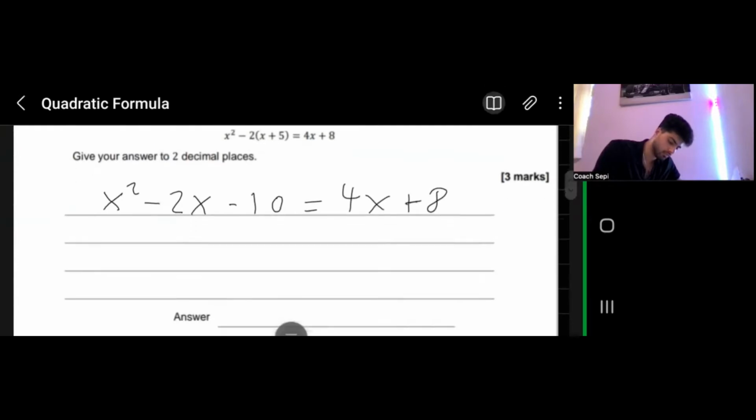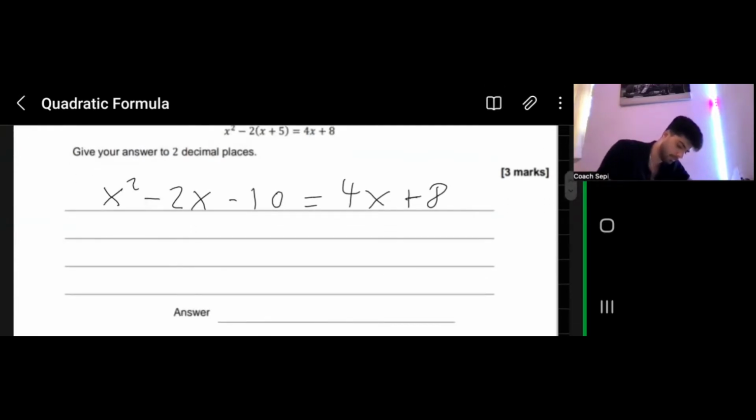Now collect like terms. We'll have x squared minus 2x, so we have to take away 4x from the right side to the left side. Minus 2x minus 4x is minus 6x. Minus 10 minus 8, so we have to take away 8 from this side again. We'll have minus 18, and all of that equals 0.